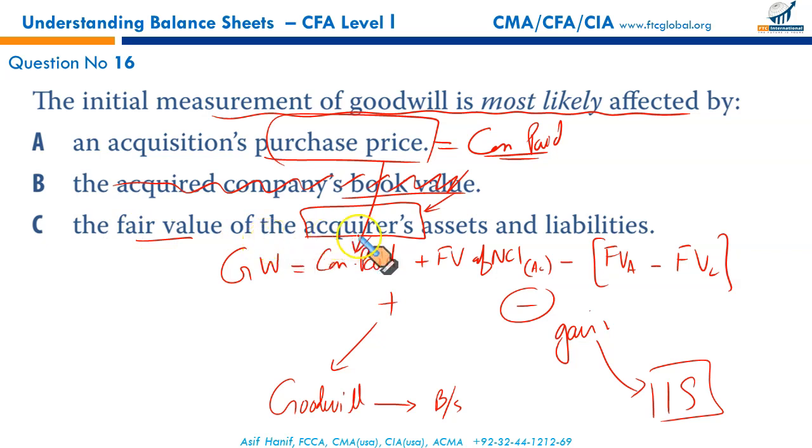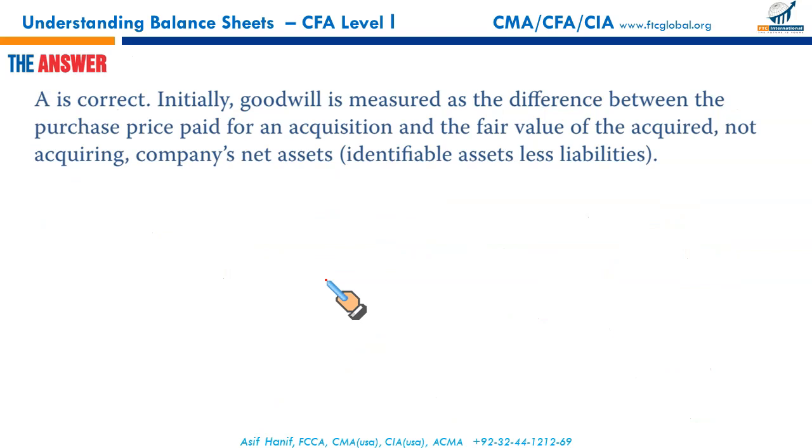The fair value of the acquired assets and liabilities would have made it a right option, but the word here is acquirer, so you have to be very clear, very careful. That's how the examiner can dodge you. You will definitely click C. Fair value is a part of this, so you might click C, but this is wrong. It's acquirer's assets and liabilities. We're looking for the acquired fair value of assets and liabilities. This makes this option wrong. So the correct option is the purchase price. That's a part of your goodwill, and it is the right option. A is it.